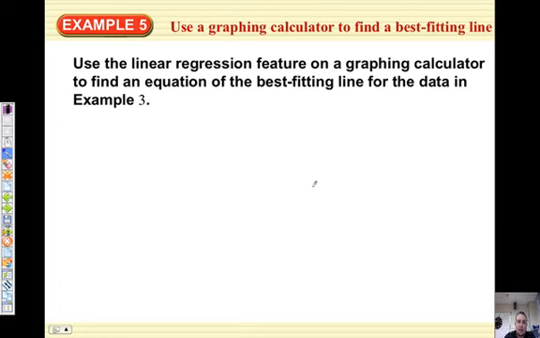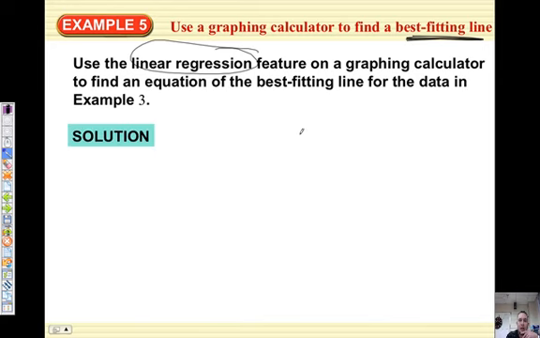Okay? Now example 5 we're going to use in the calculator here. I want you guys to follow along because you'll be able to use your calculator on a quiz or test. We're going to use what we call the linear regression feature on our calculator. Basically, our calculator does the best fit line for us. I had you do it by hand so you can understand why the calculator is doing what it's doing. Now we're going to type in those values.